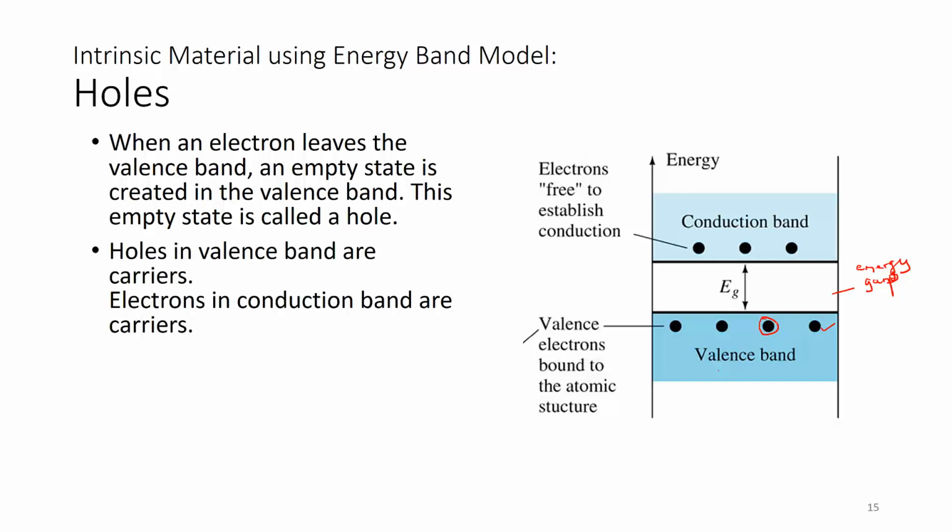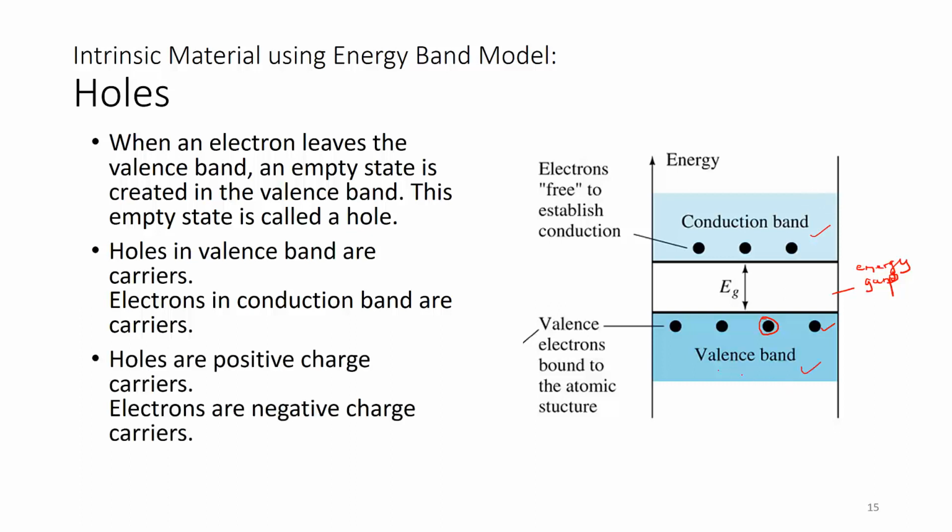Okay, holes in the valence band are carriers, electrons in the conduction band are carriers. Here electrons in the conduction band are carriers, here holes in the valence band are carriers. Holes are positive charge carriers and electrons are negative charge carriers. Okay, so before I leave this slide, this is just to emphasize that electrons that exist in the valence band are not carriers. Electrons only become carriers when they enter the conduction band.